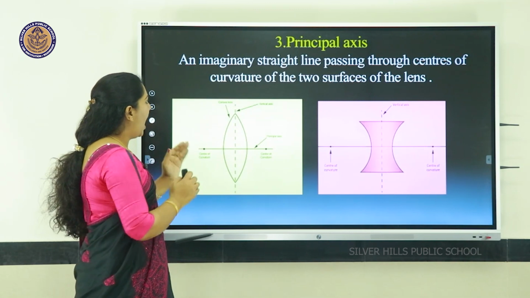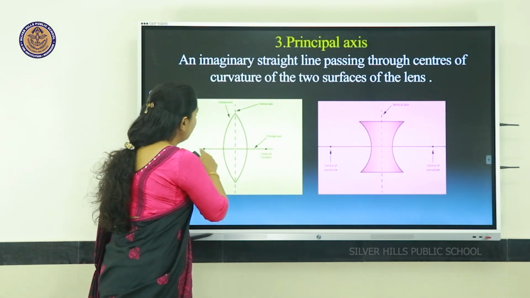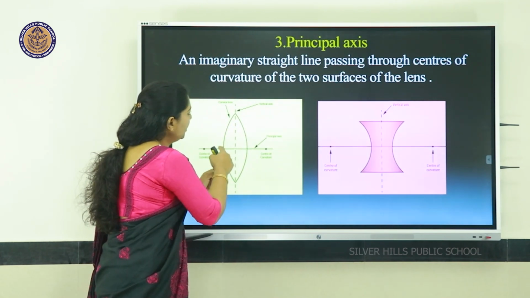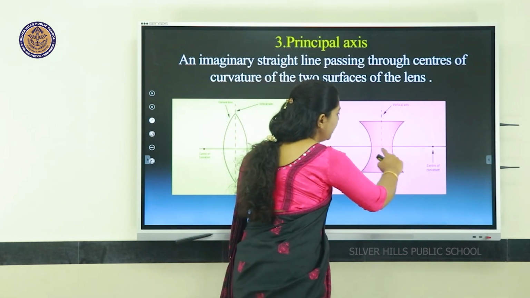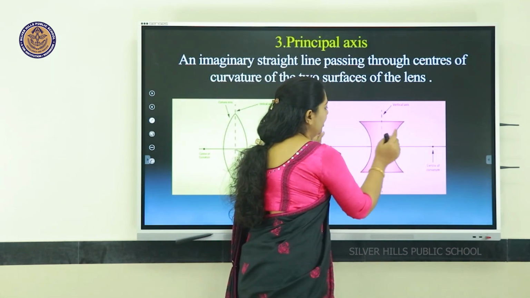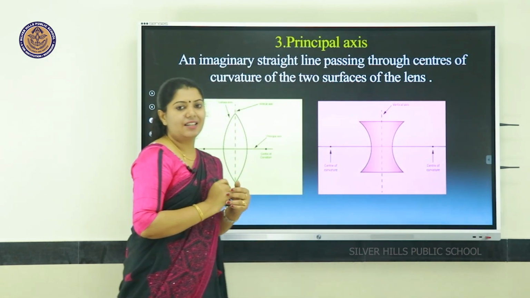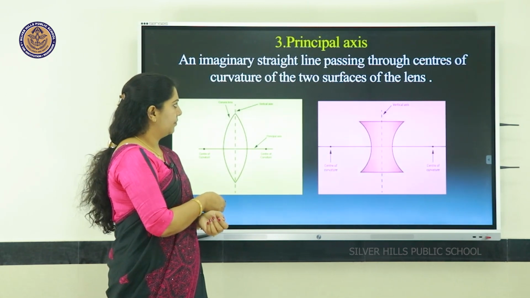Principal axis: an imaginary straight line passing through centers of curvature of the two surfaces of the lens. Here also this imaginary line passing through the centers of curvature is known as principal axis.